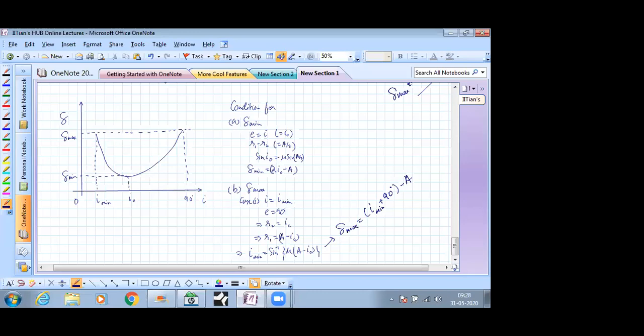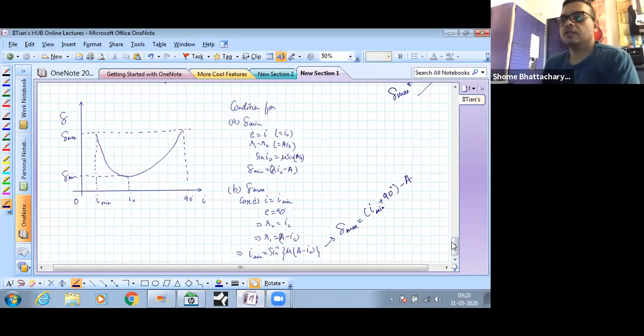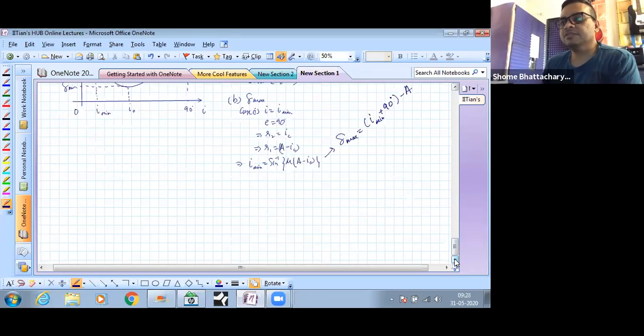Okay, people. So hope this is clear. Now the second case in which we can get maximum deviation is very simple. Okay. Case 2 over here is just where the angle of incidence tends to become 90 degrees. So this is grazing incidence. That's just the reverse of that ray diagram.